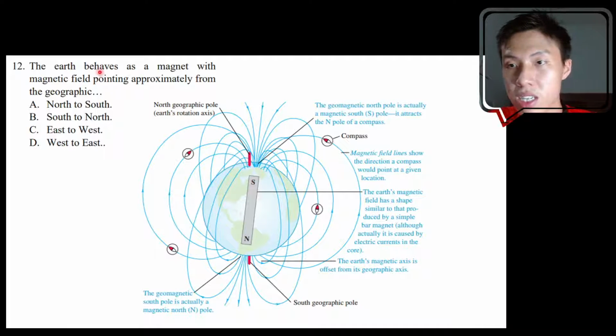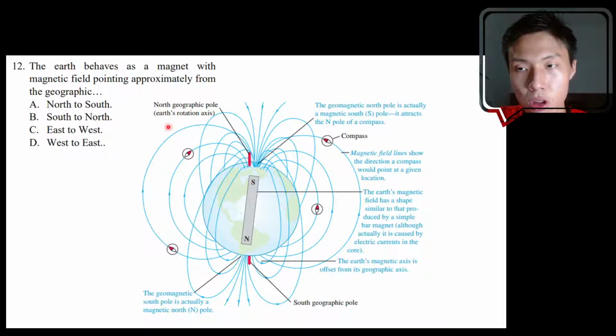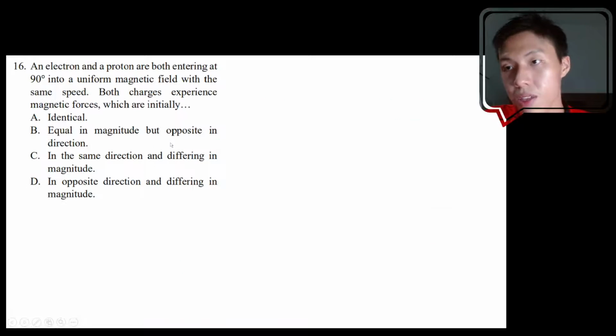So as you can see here, the Earth behaves as a magnet with magnetic field pointing approximately from where to where? The magnetic field always comes from the South Geographic Pole and enters the North Geographic Pole. So this time it is from south to north. This is the answer. Okay, next question.